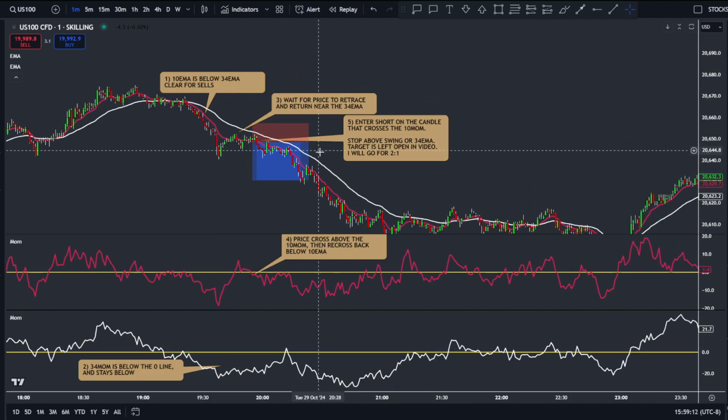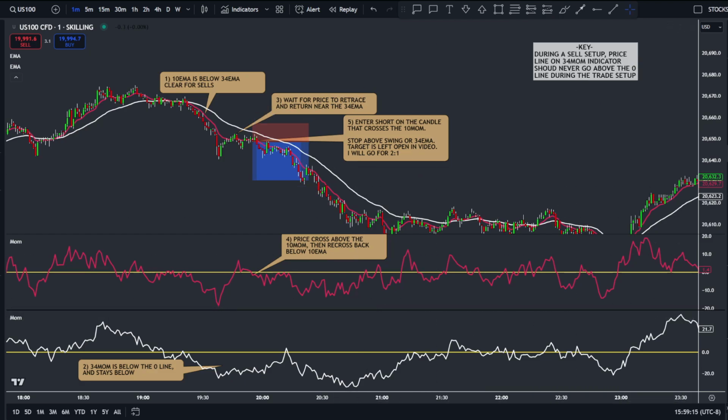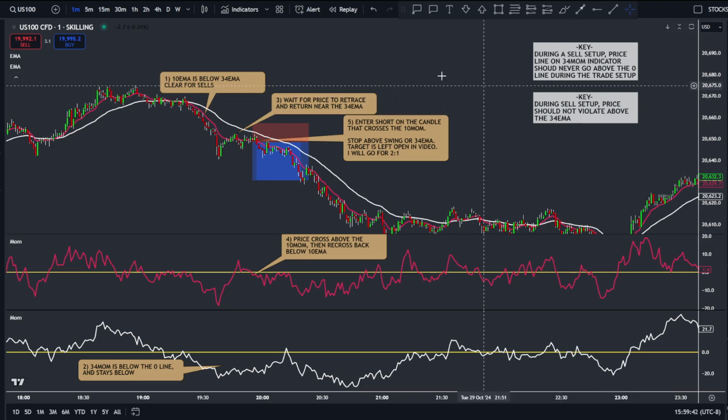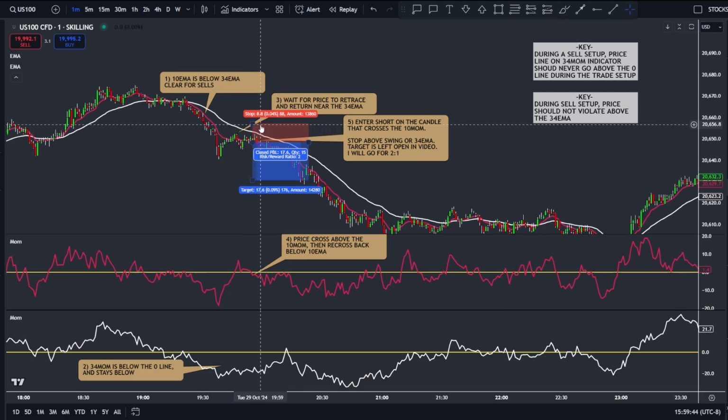A couple key points from this strategy. During a sell setup, the price line on the 34 momentum indicator should never go above the 0 line during the trade setup. So as this trade is playing out and we're trying to identify this trade and starting to set up, the price line on the 34 momentum indicator should never go above the 0 line. If that happens, then the trade is invalid. Another key takeaway is during a sell setup, price should not violate above the 34 EMA. So if price was ever to cross above the 34 EMA, then this trade is invalid.